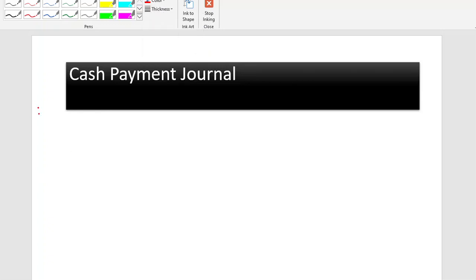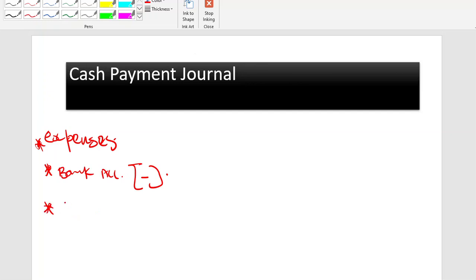Now let's go. CPJ: first of all, these are the expenses. Number two, these expenses are recorded in the bank account of the business, so it means that they decrease the bank balance of the business. And number three, these expenses also appear in the bank statement of the company. On which side? On the debit side.